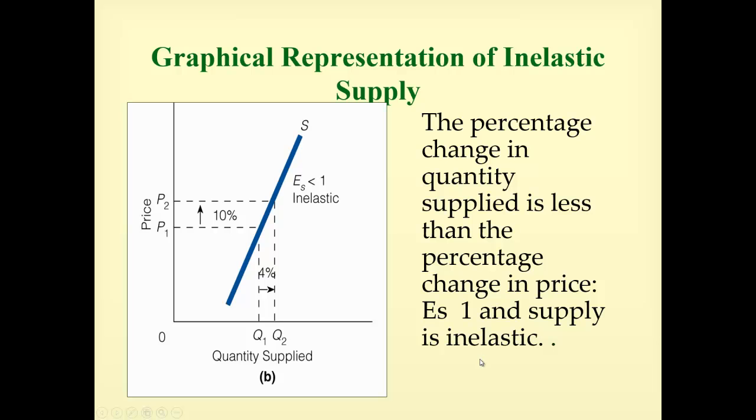Inelastic supply means the percentage change in quantity supplied is less than the percentage change in price. So the numerator is less than the denominator, which obviously means the answer is less than 1. For example, 4 over 10 is 0.4, which is less than 1. That means supply is inelastic. That means suppliers do not show any major response, do not show too much sensitivity to price change. Okay?